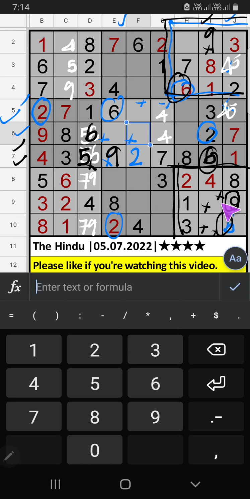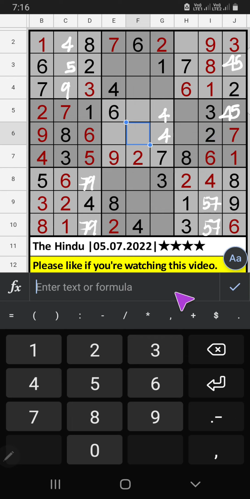Column I, 2 numbers are remaining, 5 and 7, it will come in one of the two cells, we will confirm later. Third grid, 2 numbers are remaining, 4 and 5, it will come in one of the two cells, we will confirm later. 6th row, we have 9, so 9 can't come in this cell, the 9 is confirmed here. 6th grid, 2 numbers are remaining, 4 and 5, it will come in one of the two cells, we will confirm later.